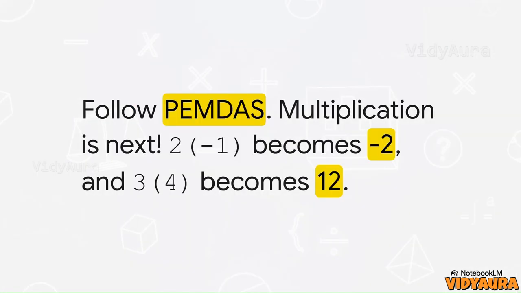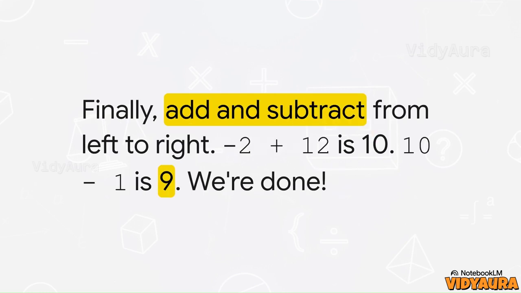Okay, next up, we just follow the good old order of operations, PEMDAS. Multiplication comes before addition and subtraction. So, 2 times negative 1 gives us negative 2, and 3 times 4 gives us 12. Simple as that. And now for the final step.